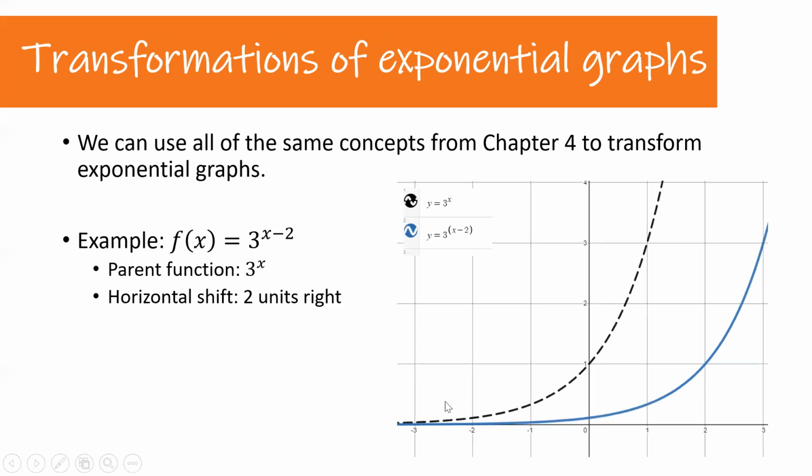And if we look here, we can see that this dotted line is the original function. It goes through 0, 1. And here, when we have 3 to the x minus 2, it's the same shape. It's just going to shift 2 units over here. So instead of hitting here, everything that was here is just going to go 2 units over. So 1, 2, 1, 2, and so on. It just shifts horizontally to the right.